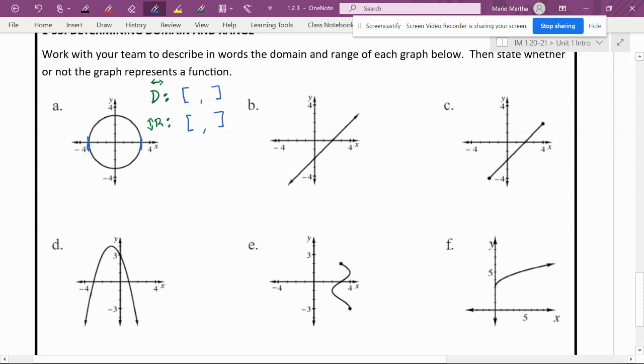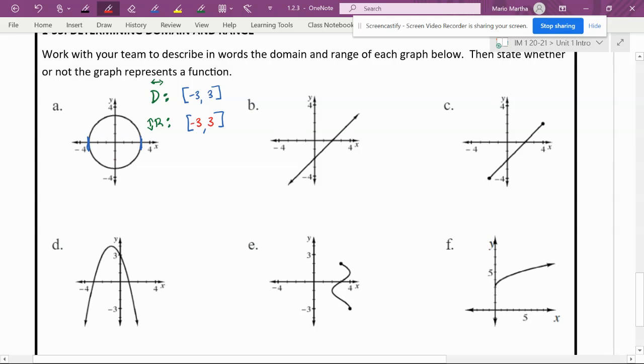So we start at negative 3, and then we stop at positive 3. And then if you look again at your range, what's your lowest value, which is again negative 3, and then you go all the way up and you end up at positive 3.